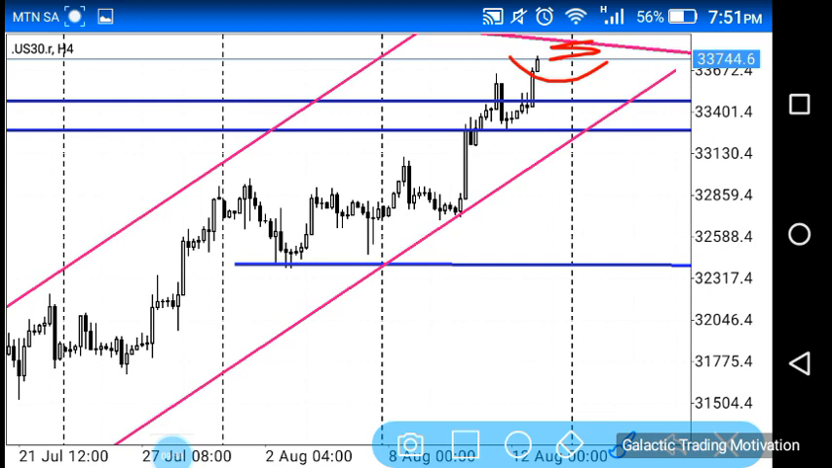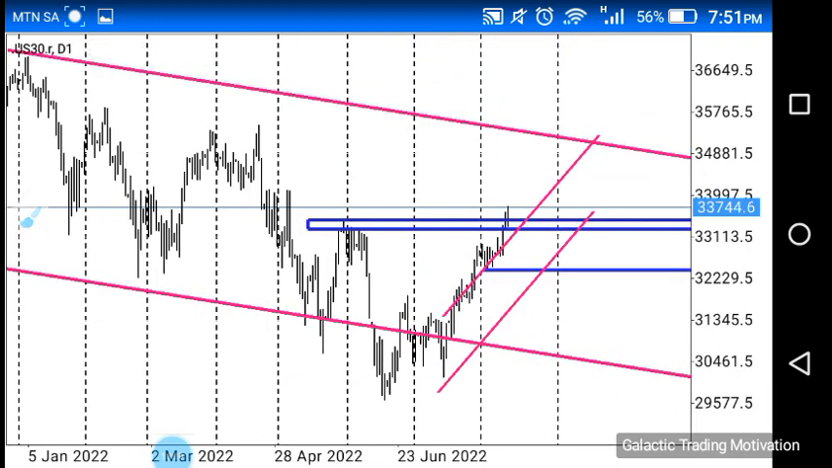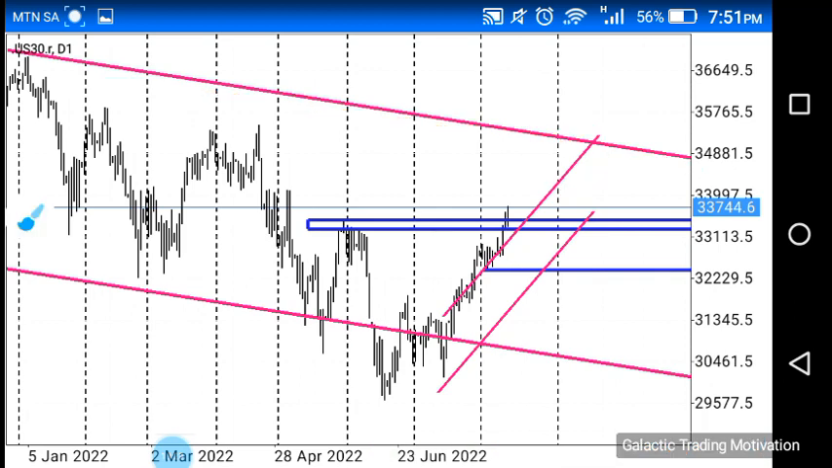So that is it in as far as my analysis goes of US30. I hope that makes sense. As I said, just to go back to the daily chart, right, wait for price to retest that trend line and then take it from there. But for now, I don't see any buying or selling opportunities. So that's my analysis. Cheers.